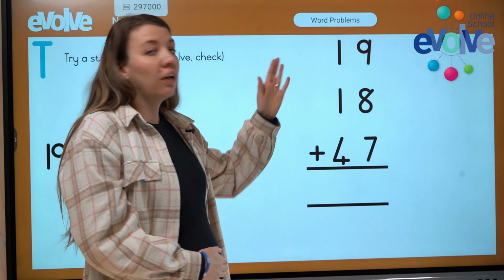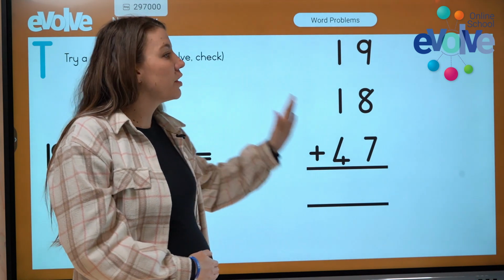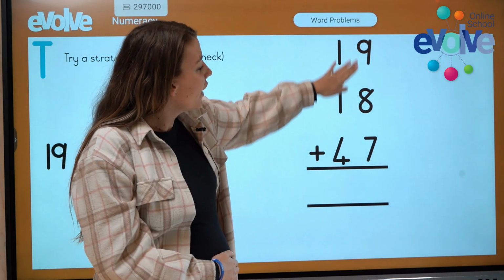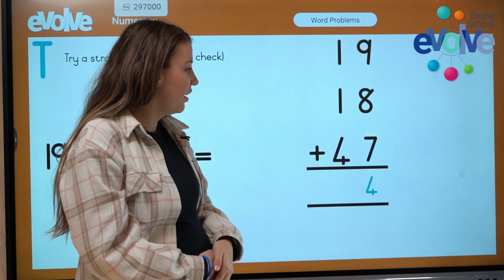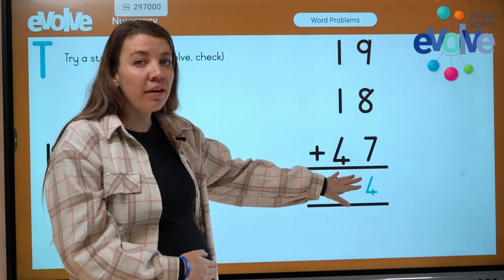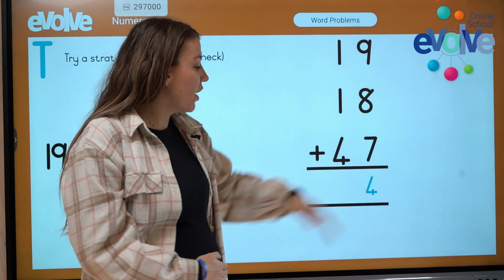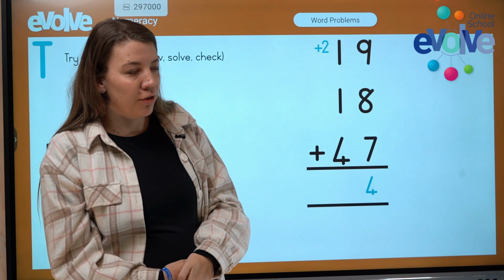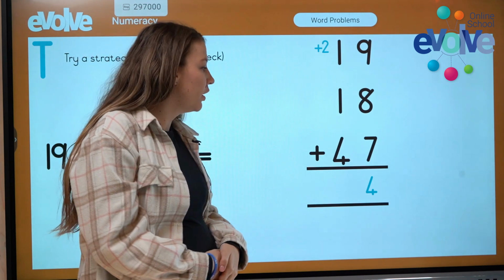Right, when we're using our column method, the first thing that we need to do is we need to start with our ones. We're going to be adding our ones up. So we're going to add our 9, our 8, and our 7. And that gives us 24. So we're going to keep our 1 or our 4 from our ones column, and we're going to carry over our 2, because we have 2 extra groups of 10, into our tens column.